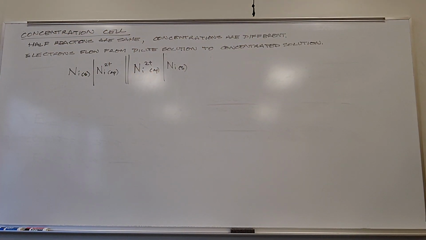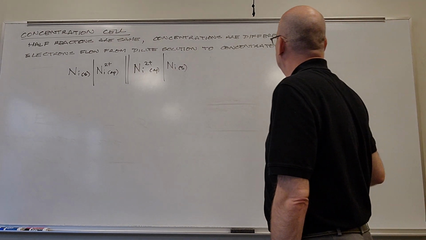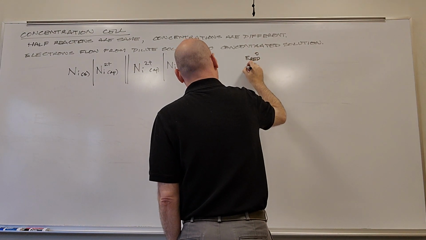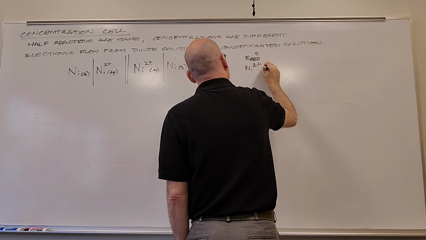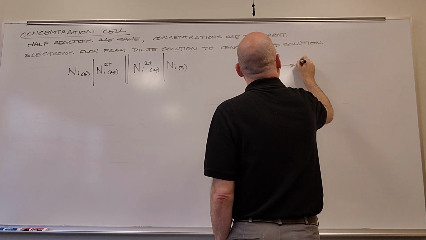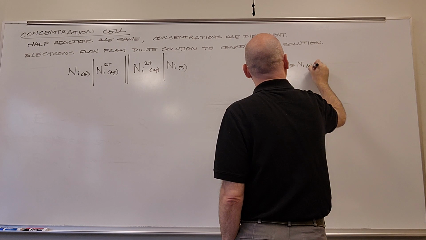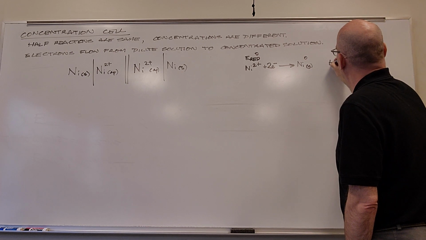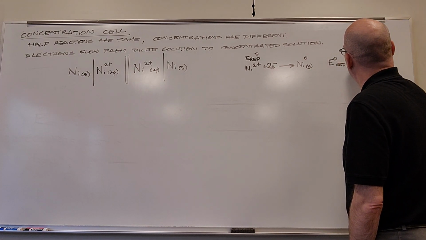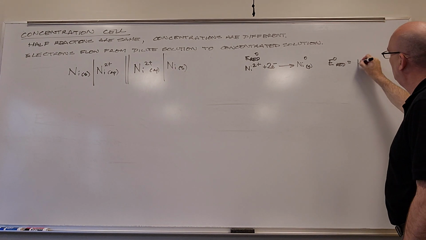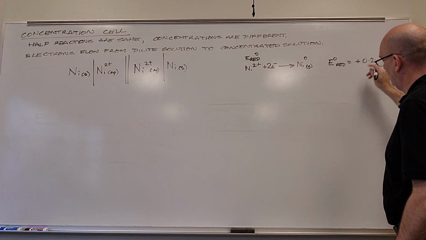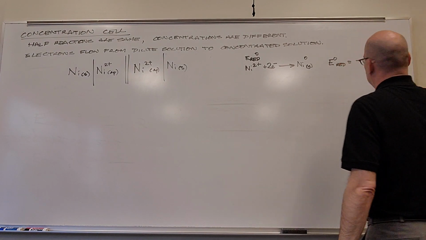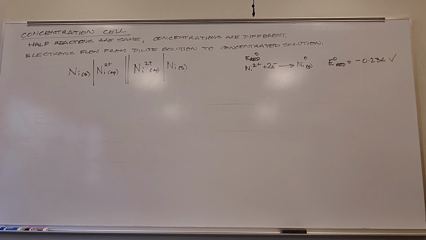Okay. And how is that written? With nickel 2 plus plus 2 electrons make nickel solid. Okay. That's a 2 electron reduction, and the reduction potential is -0.236, sorry. Slightly different than the number I've got in my notes.